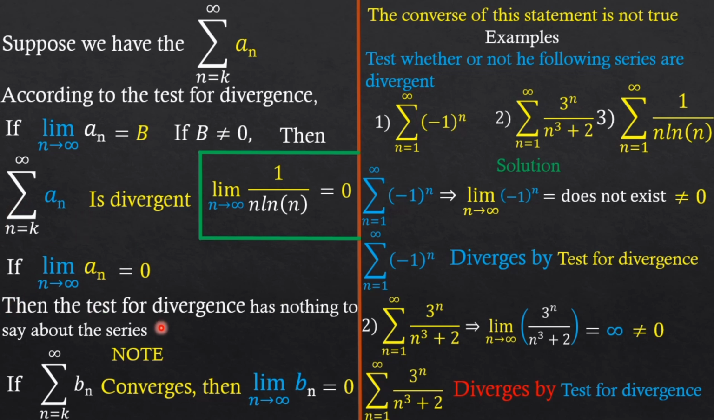What do we know when we have 0? The test has nothing to say, right? So in this case, we cannot use the test for divergence to test if this series converges. All we need to use is the integral test. Since the sequence of this series is positive in the interval from 1 to infinity, and it is decreasing, and it is continuous, we can use the integral test to test for it.